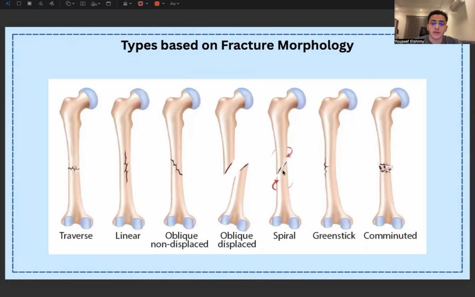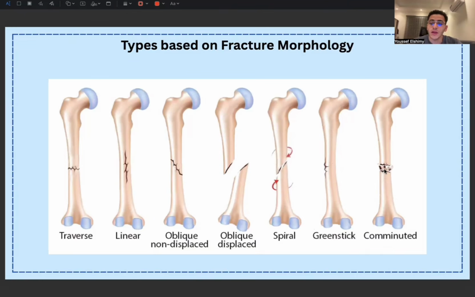Then we have the spiral, but someone can tell me it looks like the oblique. It's actually, yeah, but that's only what you can see, because in spiral, the fracture extends way more than what can be seen. So usually spiral fractures indicate a twisting or torsion injury. Then we have a greenstick injury, which is very common in children, in which the joint is bent and cracks happen. But it's not actually a complete fracture, but just cracks from the bending of the joint.